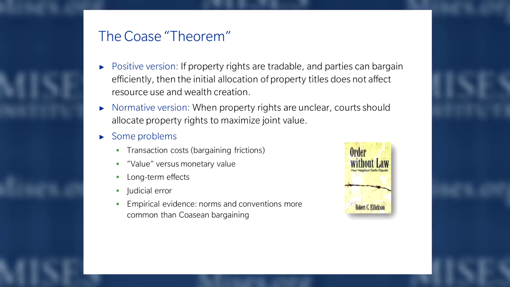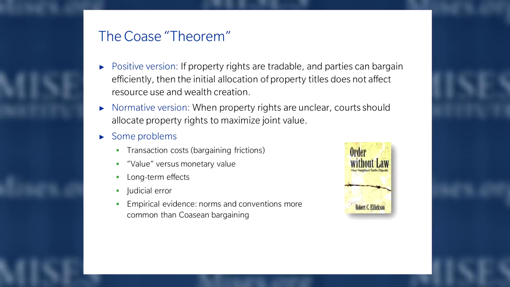But of course, that leads us to some difficulties with this argument. Right, so the positive version of what has come to be called the Coase theorem is as follows. If property rights are tradable, exchangeable, and parties can bargain efficiently, then the initial allocation of property titles does not affect resource use, then wealth creation, i.e. the creation of value and putting these resources to use. The problem we get into, several problems with this.